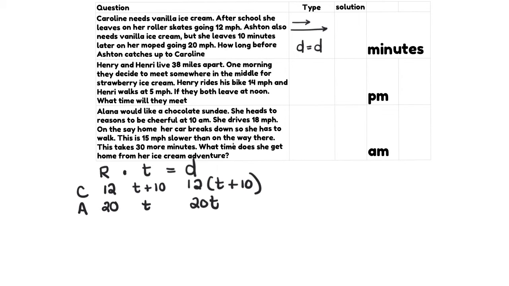We just talked about the fact that this is when distance equals distance. So to set up this equation, it's going to be 12 times (t plus 10) equals 20t. I'm not going to solve it for you because I feel like you can do that on your own. So I'd pause the video, solve it, and then let's get on to the next one.